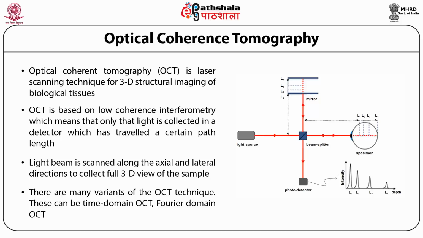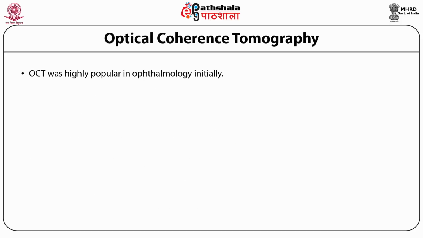So this is the basic principle which is used in every optical coherence tomography technique, that by scanning the laser beam laterally and by scanning a mirror, you can create 3D structural images of the sample under investigation. Optical coherence tomography was initially developed for applications in ophthalmology, and since then it has become very popular and is being applied in other areas as well.